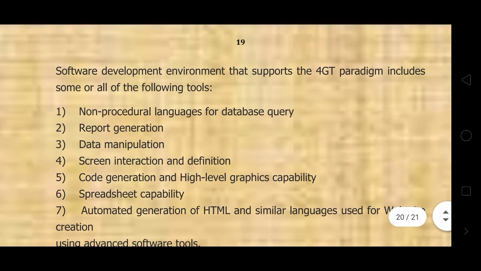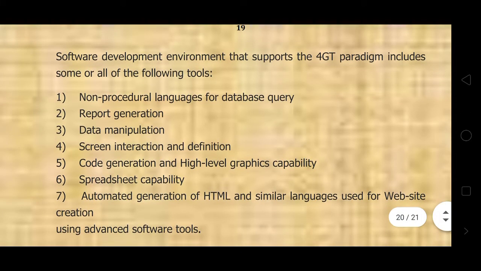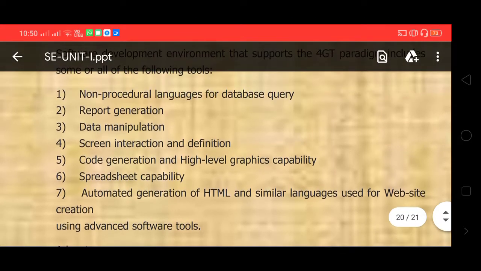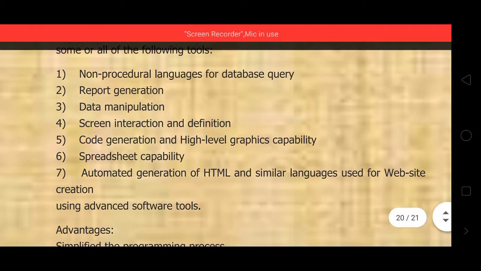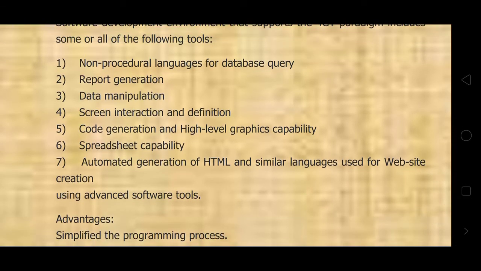A software development environment that supports the 4GT paradigm includes some or all of the following tools: non-procedural language for database query, report generation, data manipulation, screen interaction and definition, code generation and high-level graphics capabilities, spreadsheet capabilities, and automated generation of HTML and similar languages used for website creation using advanced software tools.